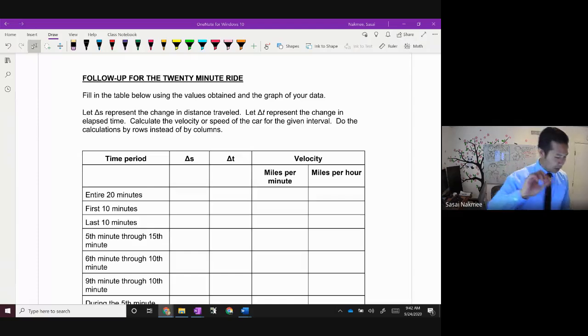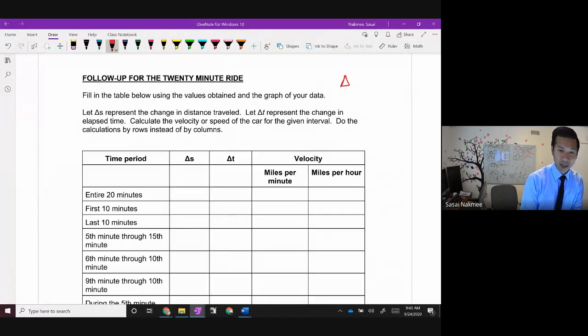What we have recorded there is the total distance, and we have the chart there of the total distance of someone's car ride, how far they traveled in total over 20 minutes. So what we're going to do now is let this little triangle with the S right there represent the change in distance traveled. That little sign is a Greek letter called delta.